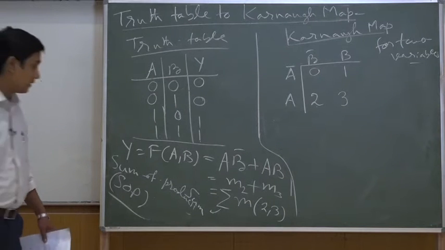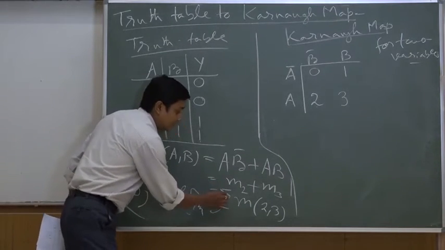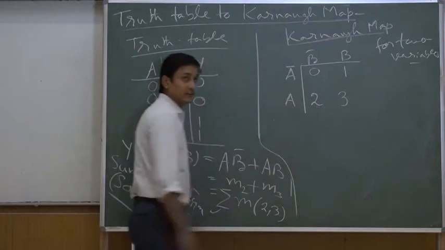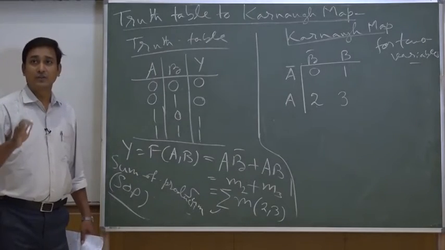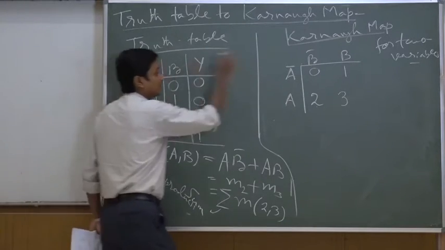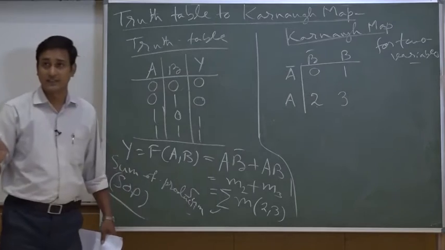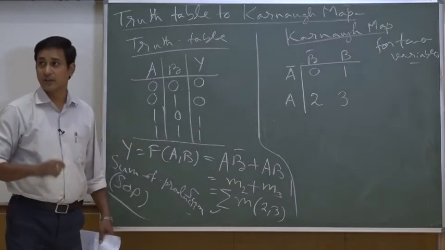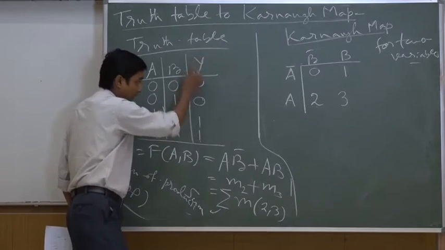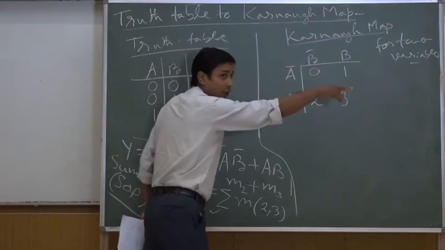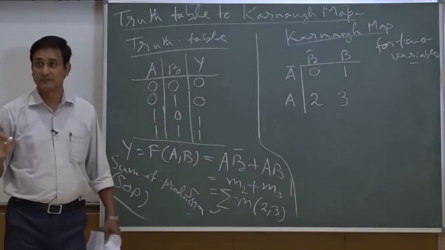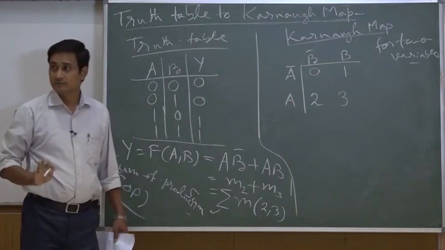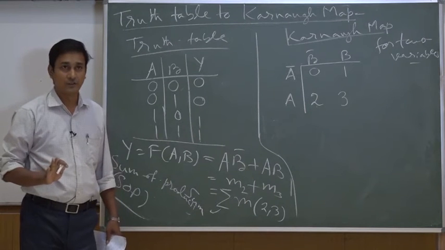Now, once these sums of products are identified, I do not like to always visit this one and then come here. I will look into the desired logic circuit output, map it to the Karnaugh map, proceed further, and finally write down the final expression of this y. This is the procedure.